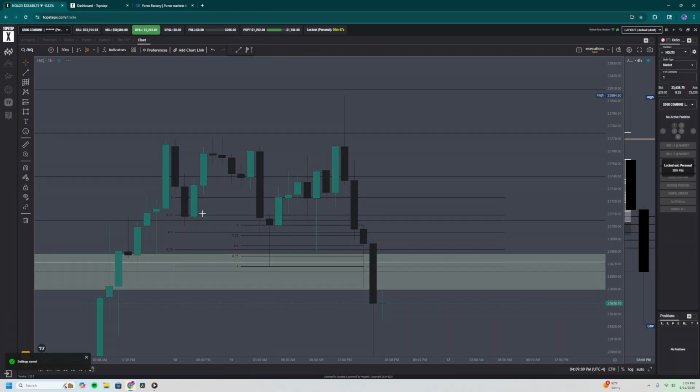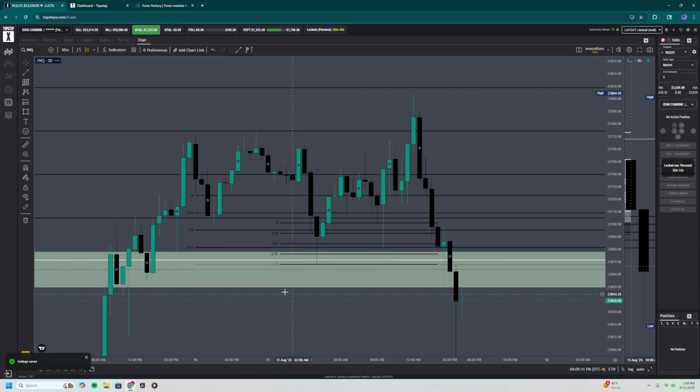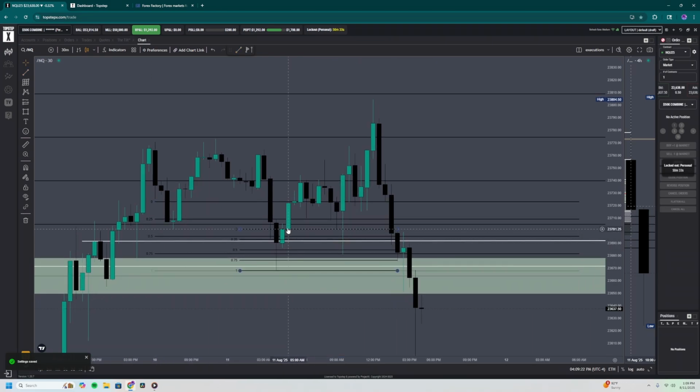So we're going to drop down into the 30-minute now. How does it look on the 30-minute? We have this 30-minute order block, which was used. Why is it doing that? 30-minute order block, which is used to create this. We have a good reaction off that.